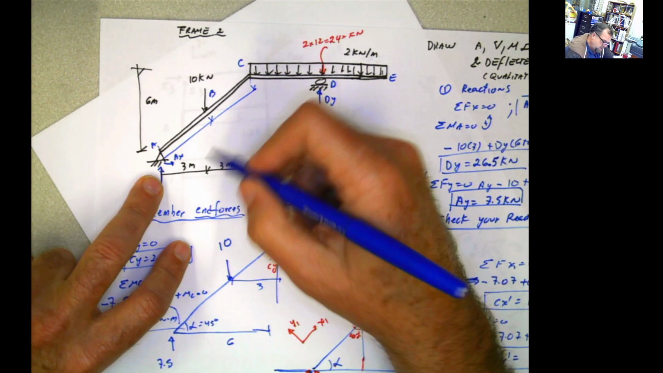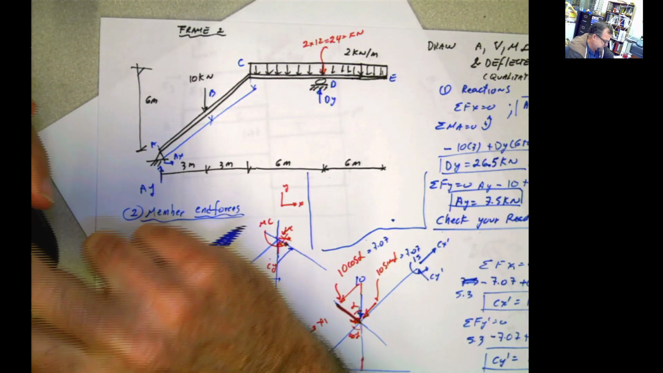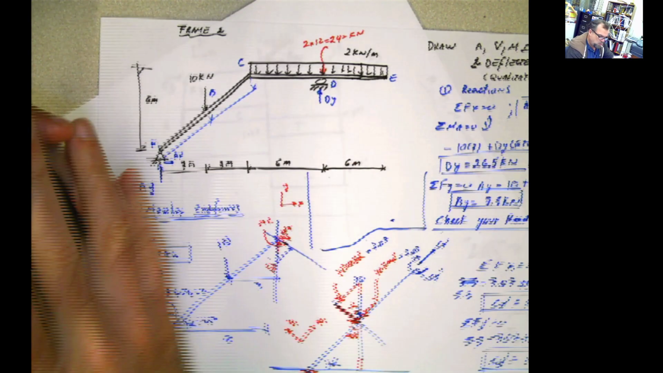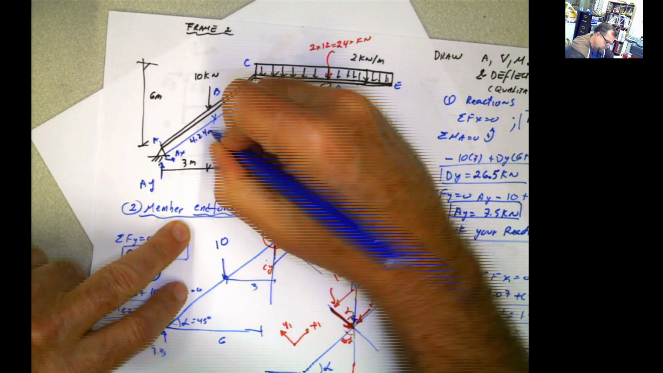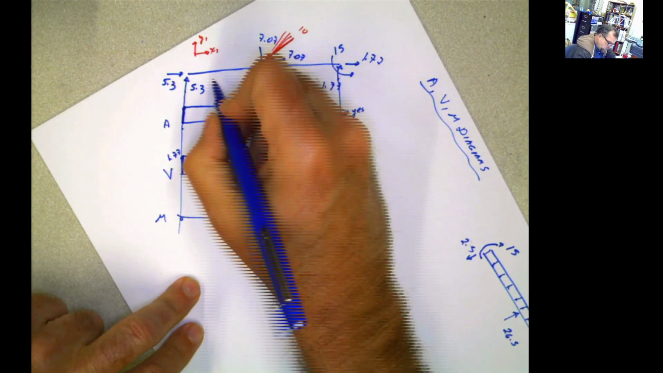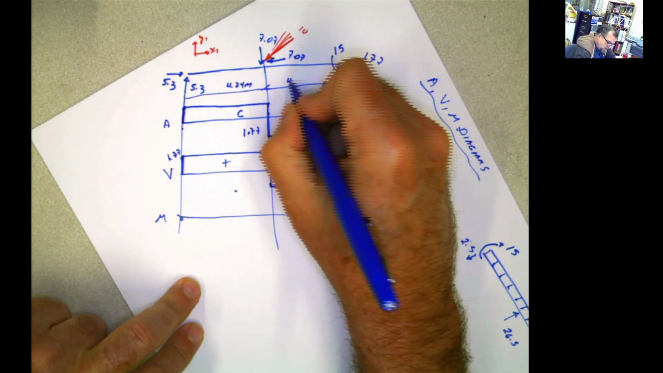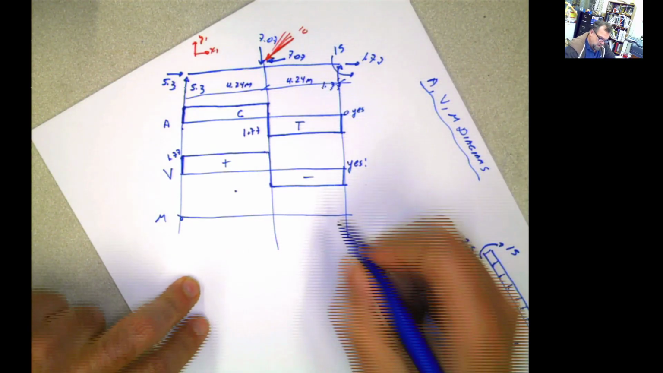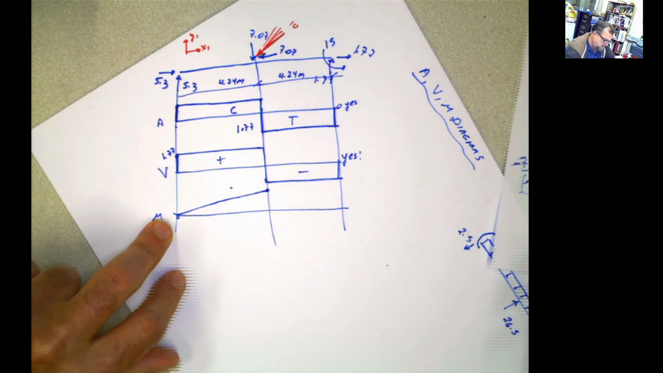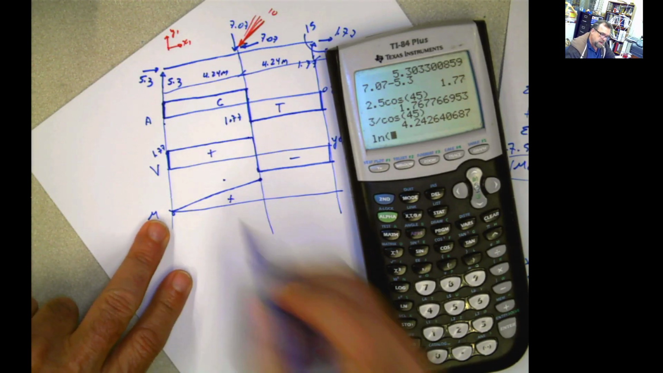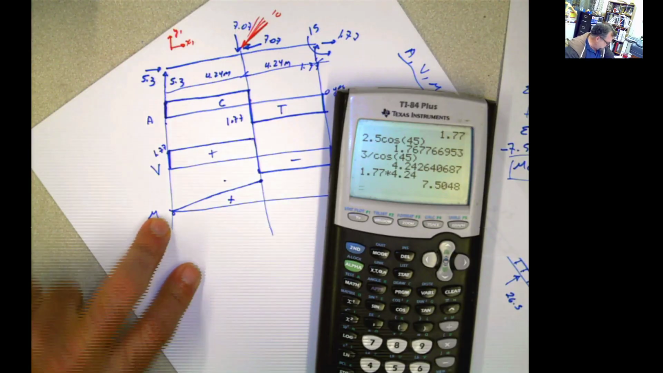Well, that distance is going to be 3 divided by sine or cosine of 45. 4.24. So this distance is 4.24. Oh my, oh my. Now, this is going to be positive constant. That means that we're going to go positive constant up to that point. The moment is going to be positive here. And the values are going to be 1.77 times 4.24, 7.5.